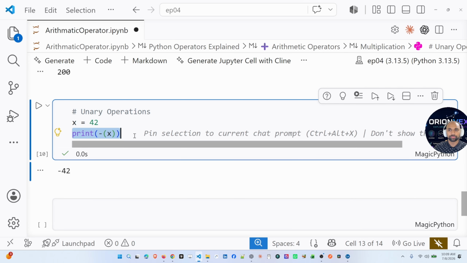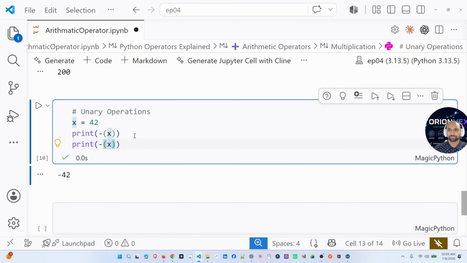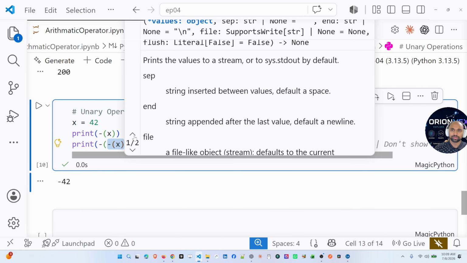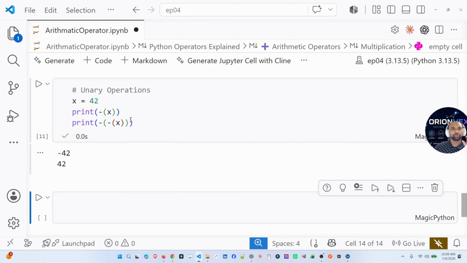In some cases we need to print like this. If we take minus of minus x again, then we'll get 42. This is what unary operations are. We are working on only one operand with this single operator. This is called the unary operator. There is only one operand instead of two as in the usual arithmetic operation. For plus, it doesn't matter whether we give plus x or plus plus x, because it is a positive value again.